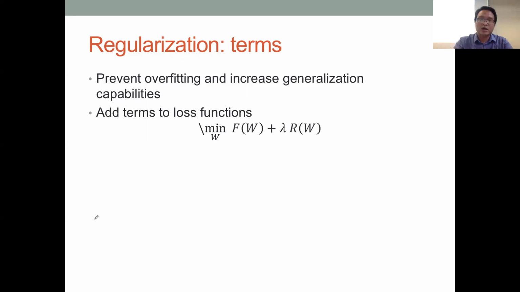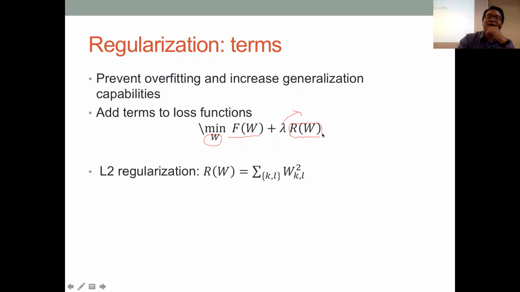You have some loss. It could be the classification loss, or the reconstruction loss, or any type of loss you have. In addition to this, when you try to minimize the loss over the network weights W, we also try to minimize R(W). That's a regularization term. Lambda determines how important this regularization term is. R(W) could take different forms.